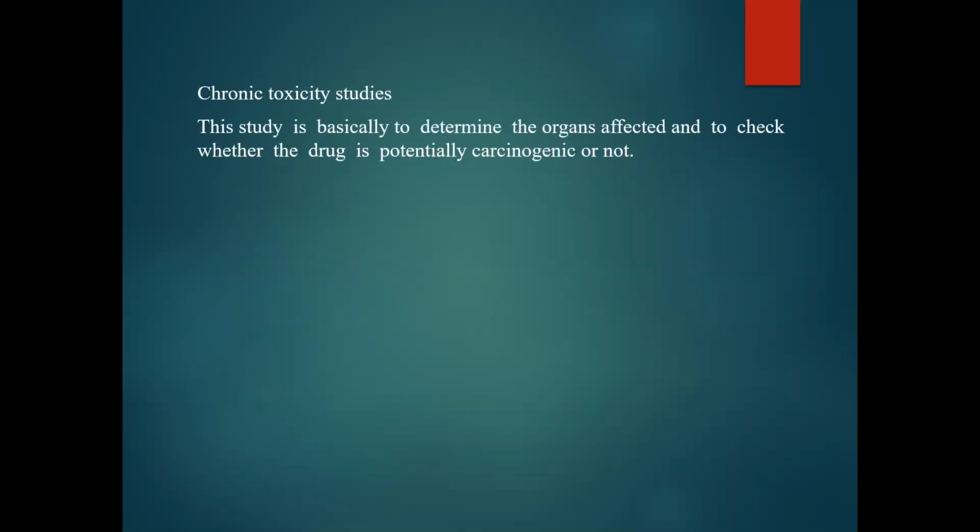Now we come to the chronic toxicity studies. This study is basically to determine the organs affected and to check whether the drug is potentially carcinogenic or not. This kind of test extends over a long period of time, and it involves a very large group of laboratory animals. So what this study does is determine the organs affected, and determine whether a drug is carcinogenic or not. It is done for a very long period of time, with continuous and repeated exposure of the animals to the toxic substances.